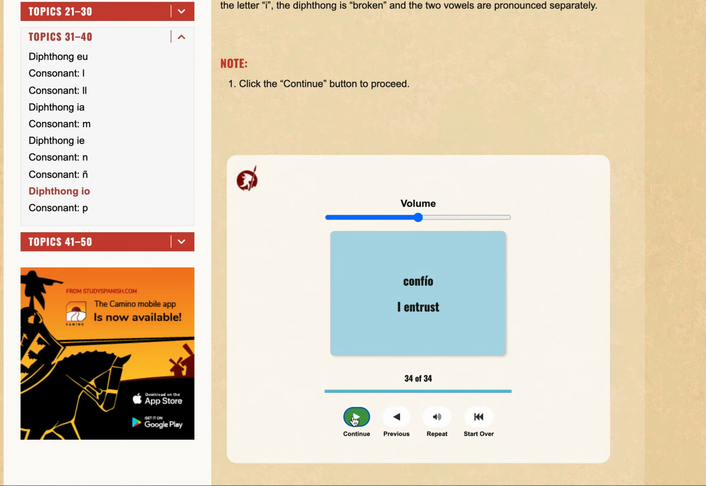Confío, I trust. All right, so basically to recap, IO is pronounced like EO in the word video, and if there's an accent over the letter I, the vowel sounds are pronounced separately.